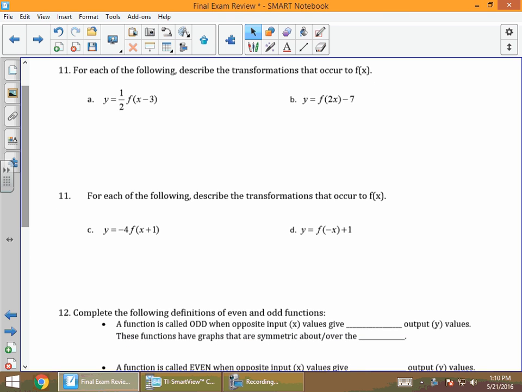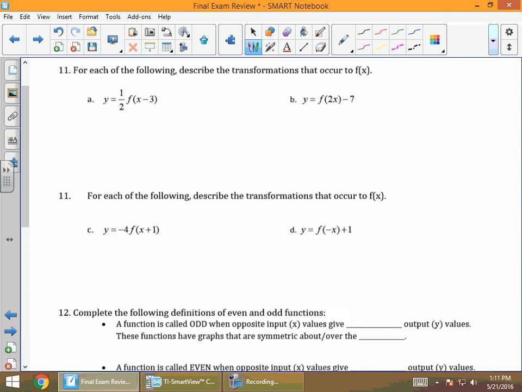Question 11 looks like it's broken into an A, B, C, and D. So let's take a look at parts A and B. They're actually all asking the same kind of thing. They want us to describe the transformation that is occurring to f of x.